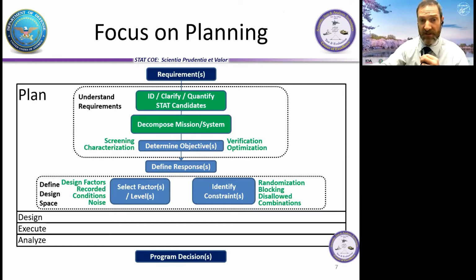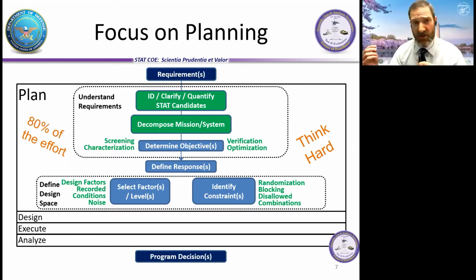Typical things, we're going to have to understand the requirement, we're going to have to decompose our system, right? Determine our goals and our objectives for this testing. What are our responses? What can we measure when we're testing? Beyond that, what are our factors and the levels there? What are the different levers we can adjust while we're testing, and what are some constraints? There's some places we can't test. Let's figure that out. We typically say in the StatSAE, this is where you should put 80% of your effort into planning, right? And we also say this is where you think hard, right? This is where you got to put a lot of that brain power in.